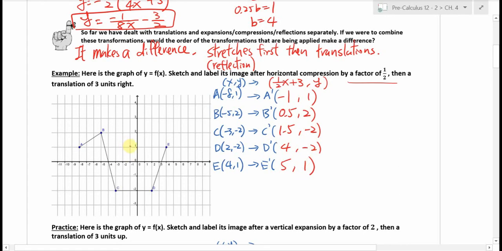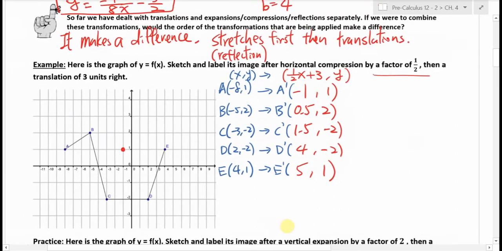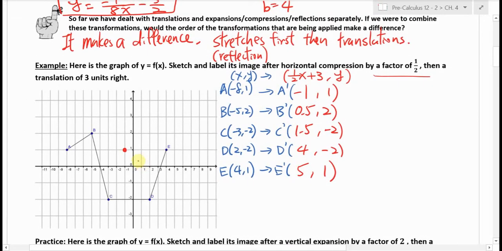Negative 1 and 1 is right here. 0.5 and 2 is here. 1.5 and negative 2 is here. 4 and negative 2 is here. 5 and 1 is here. Now you can join them together. Here is your image graph.